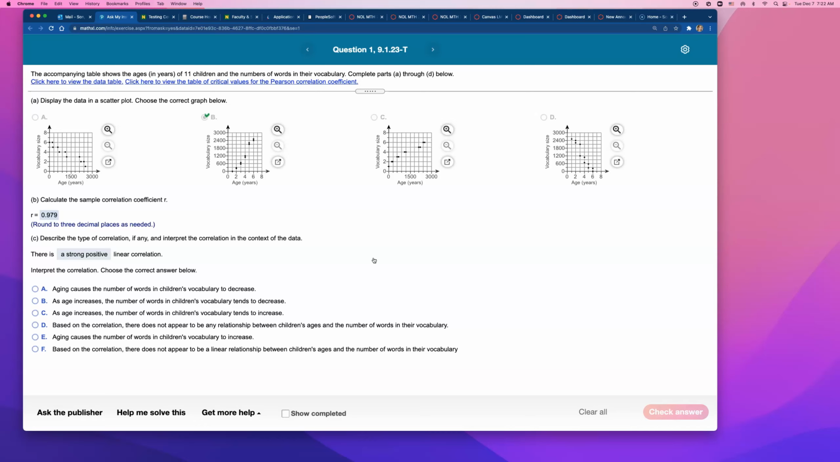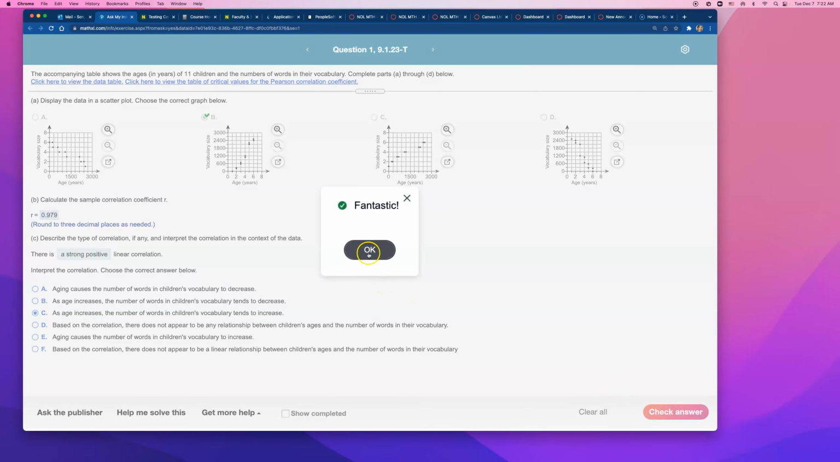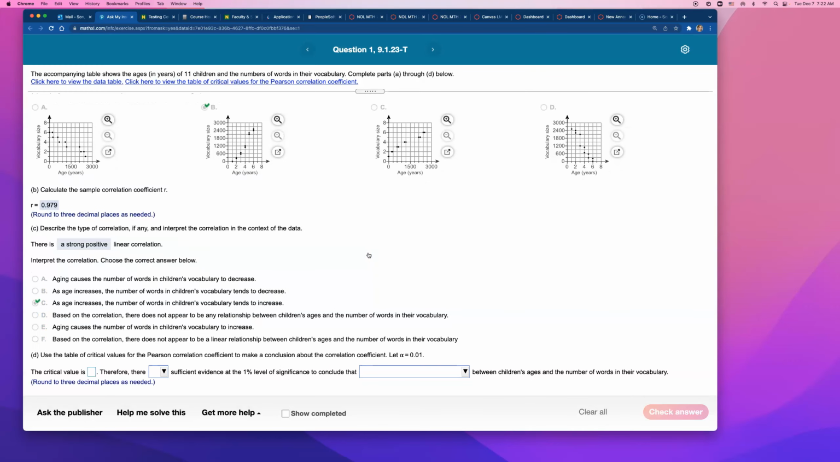We shouldn't say age causes it though, because just because two things are correlated does not mean one thing caused the other. So as age increases, the number of words in children's vocabulary tends to increase. That's all I can conclude about this. But I shouldn't say aging causes the number of words in children's vocabulary to increase or decrease. We shouldn't say this thing causes the other.